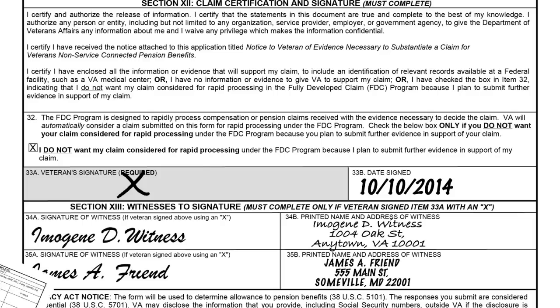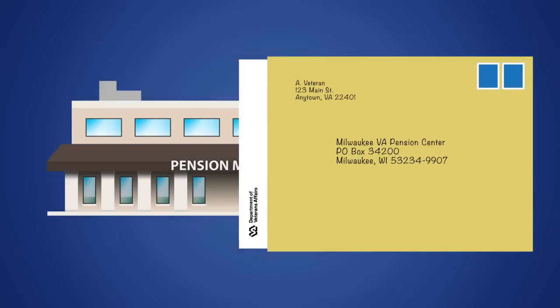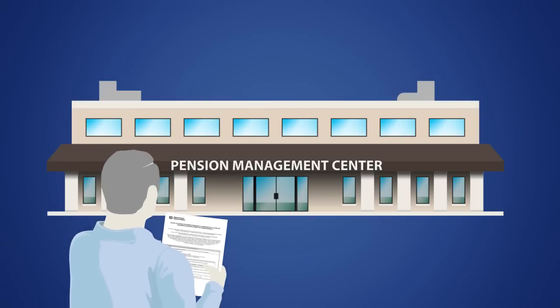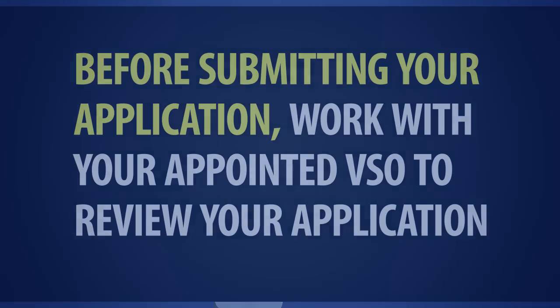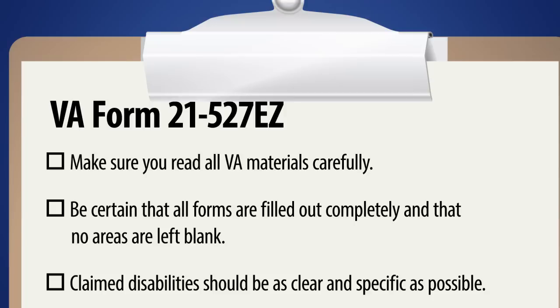Once the application is complete, it can be submitted with all supporting documents by mail to your local pension management center or by visiting the local office in person. Again, before submitting your application, work with your appointed VSO to review your completed application. To review, here are a few helpful hints and reminders to keep in mind when you file VA Form 21-527EZ for pension benefits. Make sure you read all VA materials carefully.